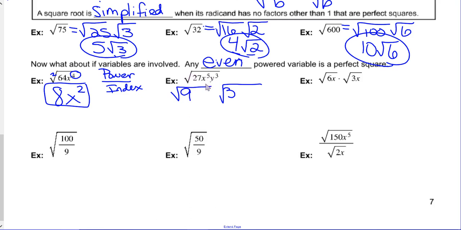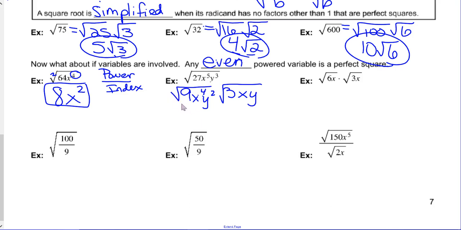So what is the highest even up to x to the 5th? Well, it is an x to the 4th. Now, I still need to have that extra x, but it's going to be leftover, so I need it back here. Highest perfect square on my variables up to y to the 3rd. Well, what's the highest even up to 3? It is a y squared, but I need 3 of them total, therefore one of them has to go in the leftover spot.